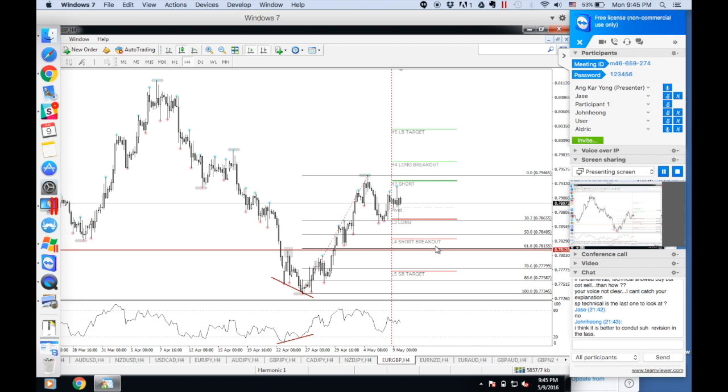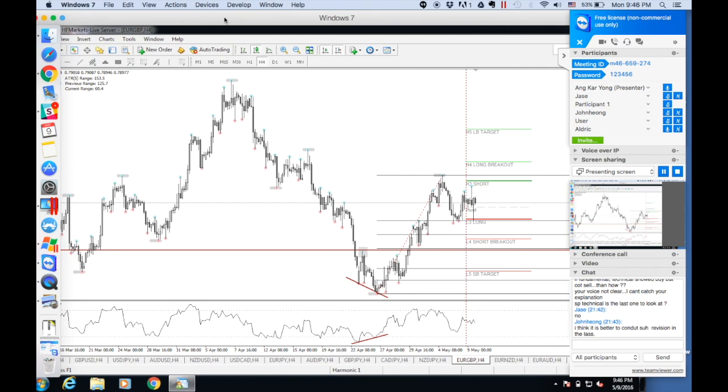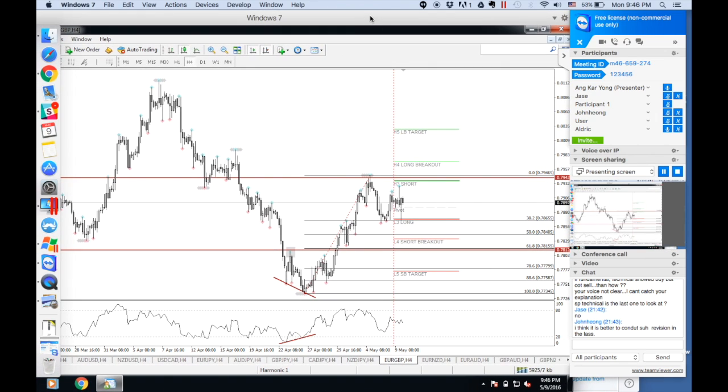If price really comes down to this level, we will look to buy at this level, and our stop loss will be at the 786 level. If you once again look at the time frame, this is H4. What you want to do is give a buffer of 25 pips. And for take profit, the first take profit level will be at your 0 level, which is your previous high over here. You can see over here, this is your first take profit level.